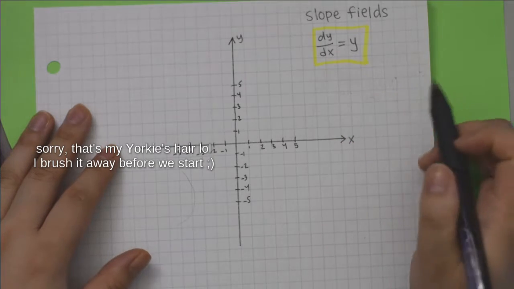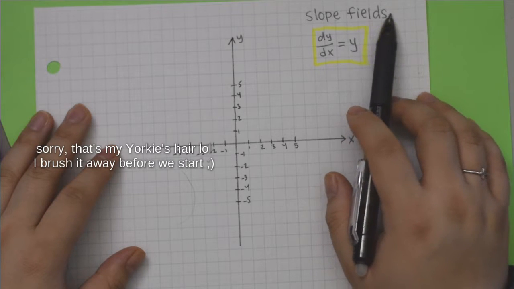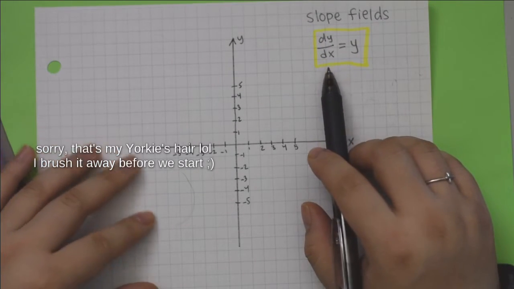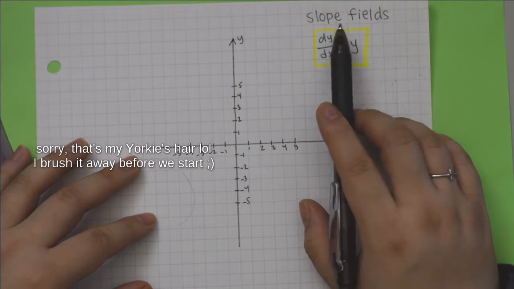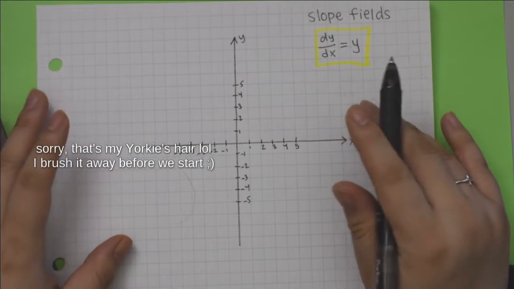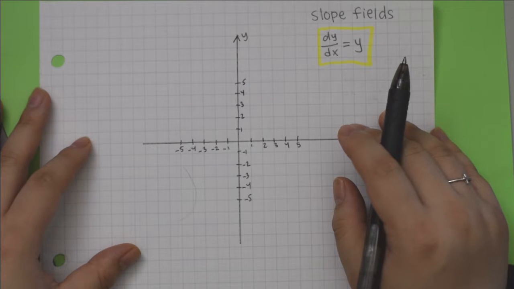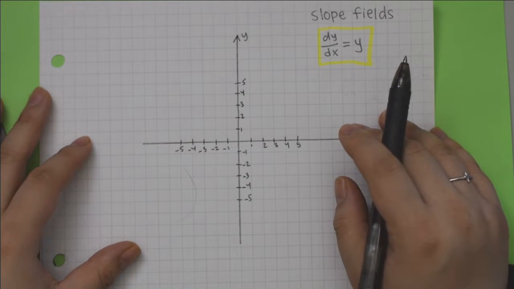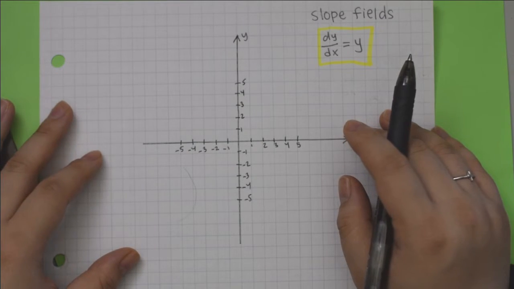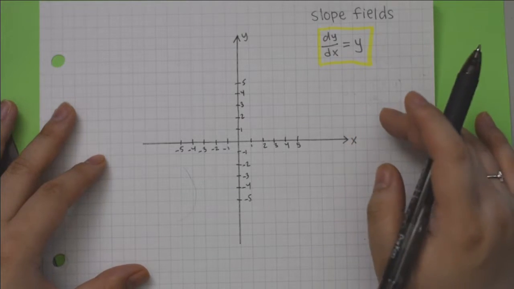Today I thought that we could go over slope fields, and in particular we can draw the slope field for this equation, dy dx equals y. And I think that this is a more basic example of slope fields, but I wanted to start with this so that we can review whatever concepts we need to and just take our time.